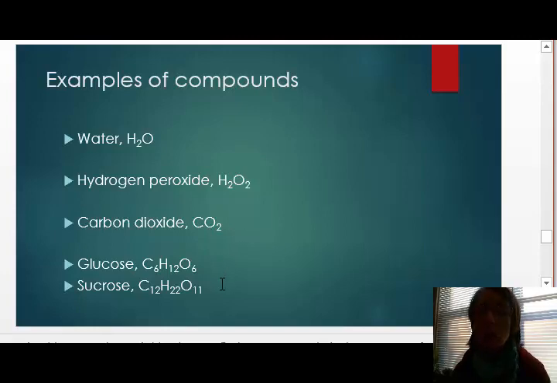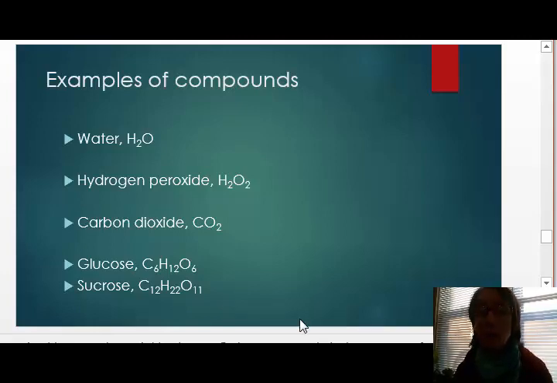The next 2 chemicals on the slide are organic chemicals because they have a significant amount of carbon and hydrogen. Glucose, capital C subscript 6, capital H subscript 12, capital O subscript 6, is also known as blood sugar. Sucrose, capital C subscript 12, capital H subscript 22, capital O subscript 11, is also known as table sugar.